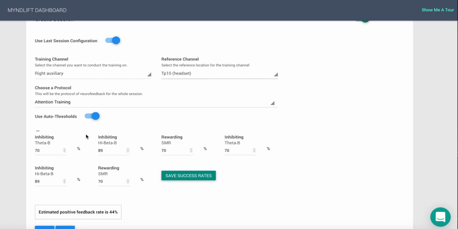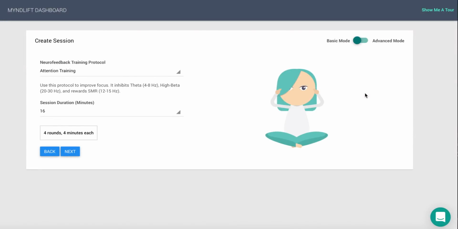Or even the percentage of reward rate, because the program is constantly calibrating to the individual. And the only reason to change reward rate is if that client complained that it was either too easy or too hard to progress through the game, or if you're really advanced and you know what you're doing and you feel like the custom reward rate is required. But for the most part, these settings that are auto set are good to go. For most cases, you could just use the basic mode and get really good neurofeedback training with this program.